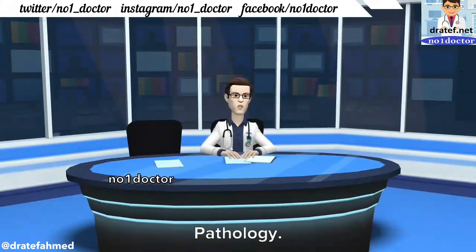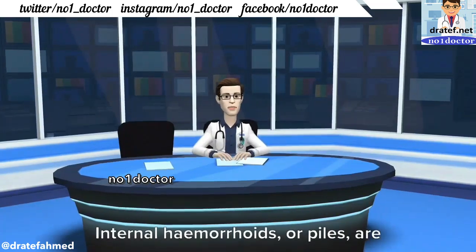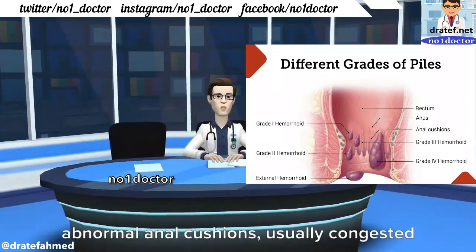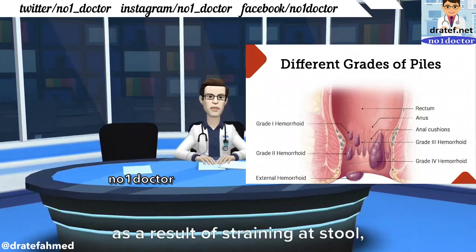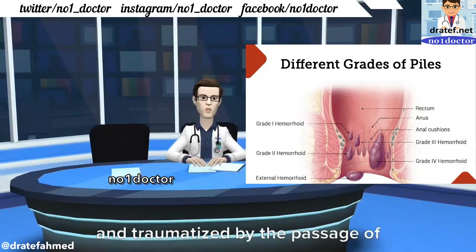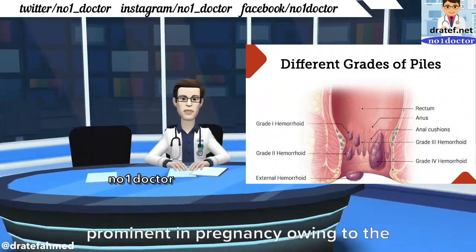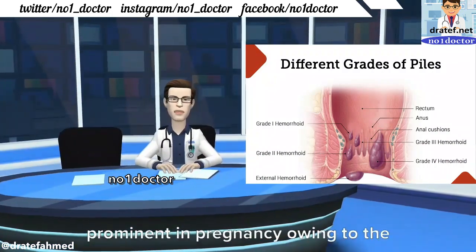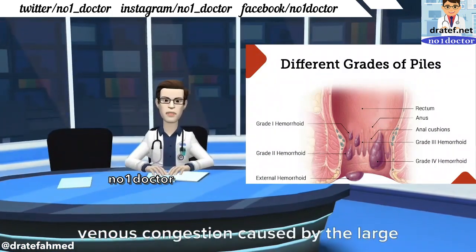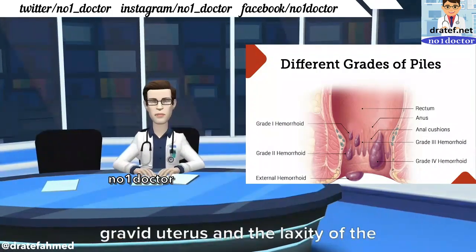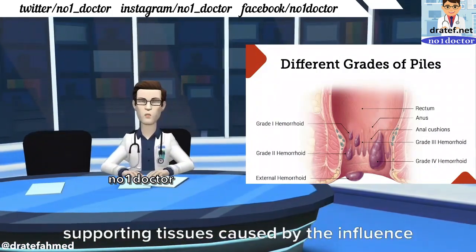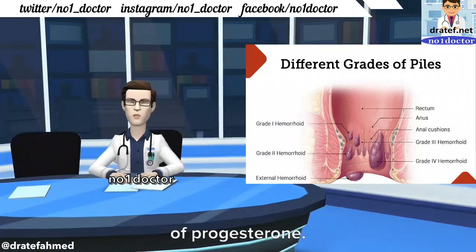Pathology: internal hemorrhoids, or piles, are abnormal anal cushions, usually congested as a result of straining at stool, and traumatized by the passage of hard stool. The anal cushions are particularly prominent in pregnancy owing to the venous congestion caused by the large gravid uterus and the laxity of the supporting tissues caused by the influence of progesterone.